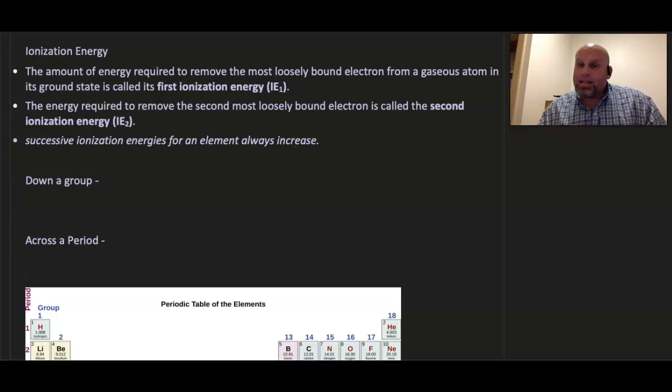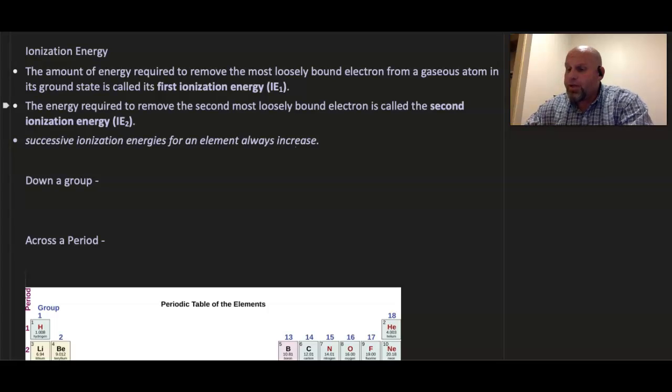With regards to successive ionization energies, those are always going to increase. So after I remove one electron, the second ionization energy is going to be higher. It's going to require more energy to remove that second electron. Now, in some cases, we can predict that it's going to be very small, and in some cases we can predict a large jump in the ionization energy.